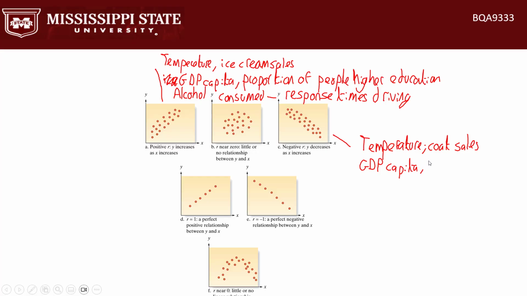So GDP per capita, and I'm going to have to do the pen again now. GDP per capita, and we'll talk about infant mortality.